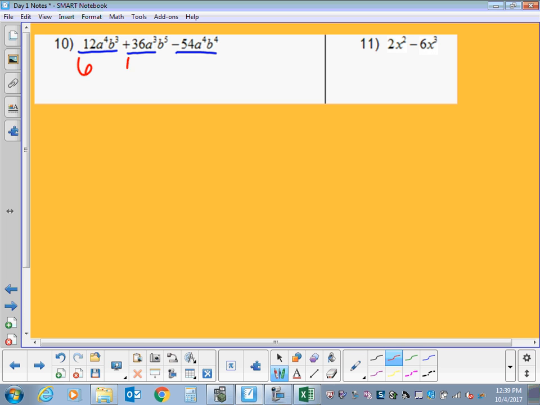So we have 6, 6, a little freaky, but 3 6s. Then I have a to the 4th, a to the 3rd, and a to the 4th. A to the 3rd, we use our smallest exponent. And then I have b to the 3rd, b to the 5th, b to the 4th. B to the 3rd is my smallest exponent.